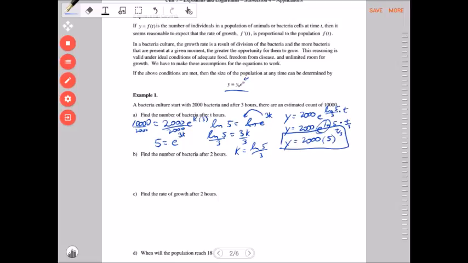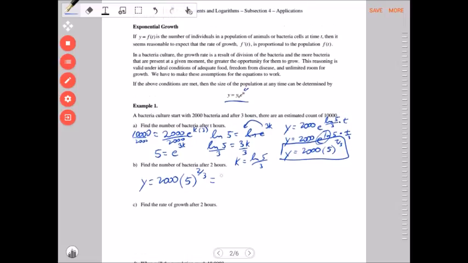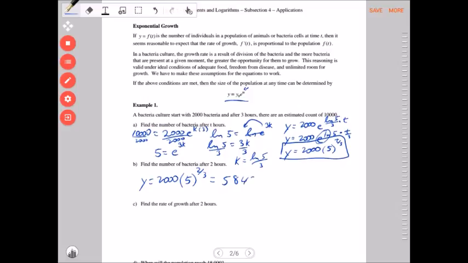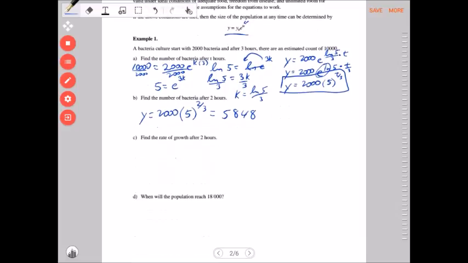Okay, so find the number of bacteria after 2 hours. So y equals 2,000 times 5 to the 2 over 3. t is 2, so that's 2 over 3. And when you type that into your calculator, because you're not going to do stuff like this in your head, it works out to 5,848 bacteria cells.